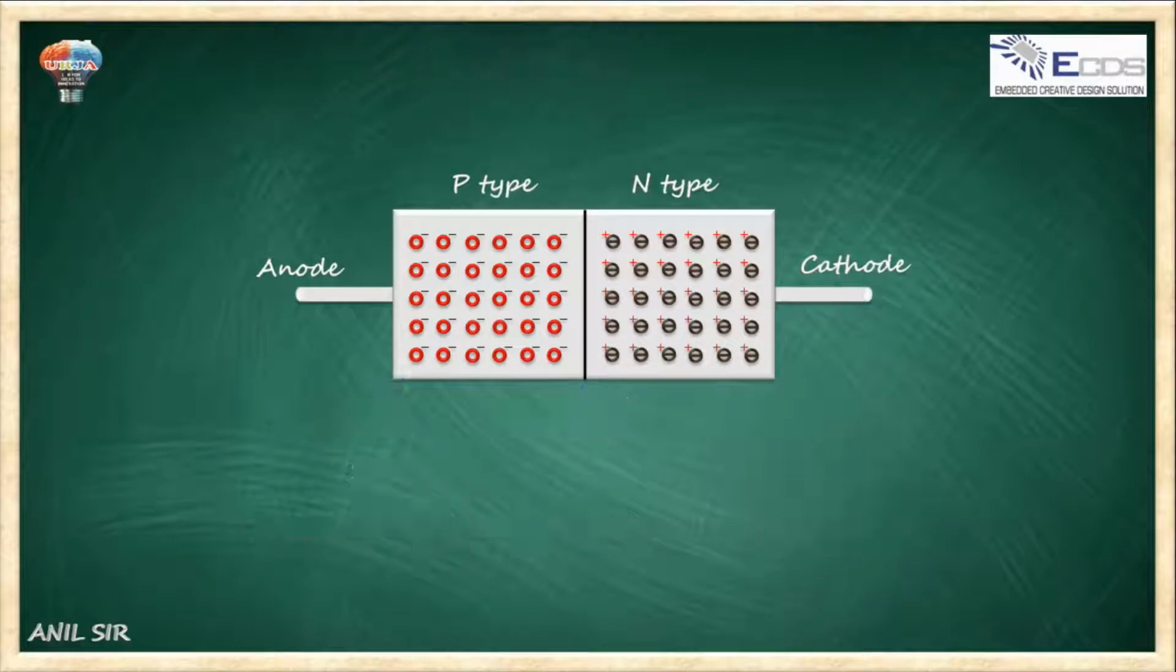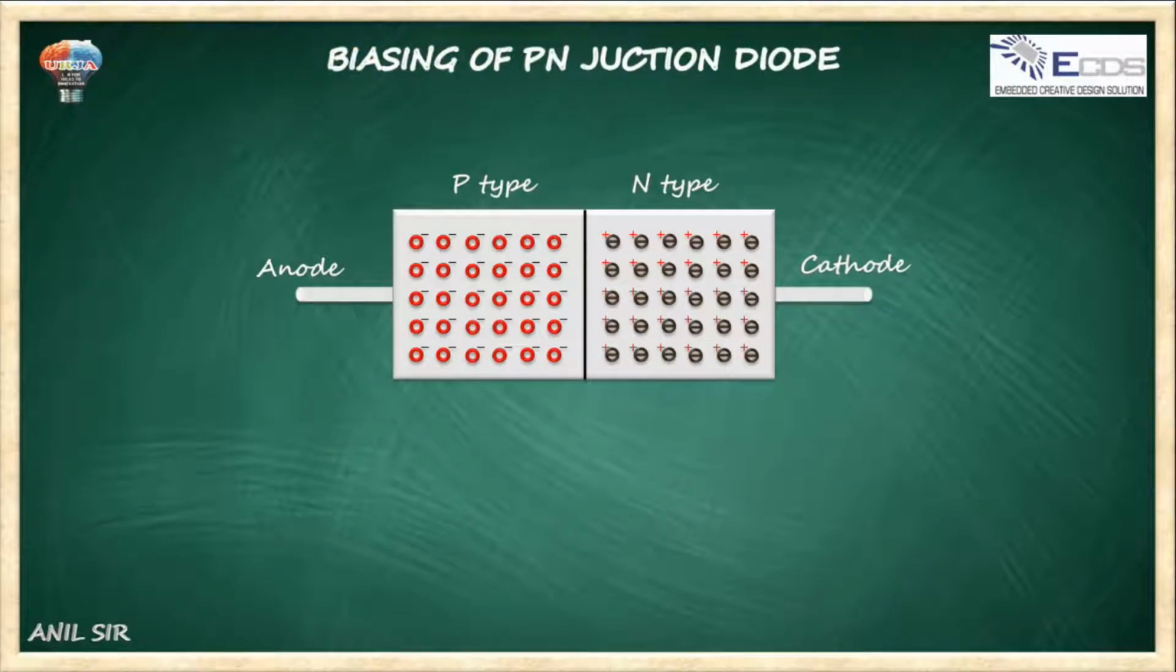Then we have to study biasing of the PN junction diode. So what are the different biasing techniques applied to the PN junction diode? Basically there are two types of biasing, forward biasing and reverse biasing. बट यहाँ पे एक ऐसा और बायसिंग है जिसको हम जीरो बायसिंग कहेंगे. जीरो बायसिंग मीन्स जब हमने एनोड और कैथोड को कोई पावर सप्लाई नहीं दिया है तब क्या कंडीशन रहेगी वो हमको स्टडी करना है. That is called zero biasing.